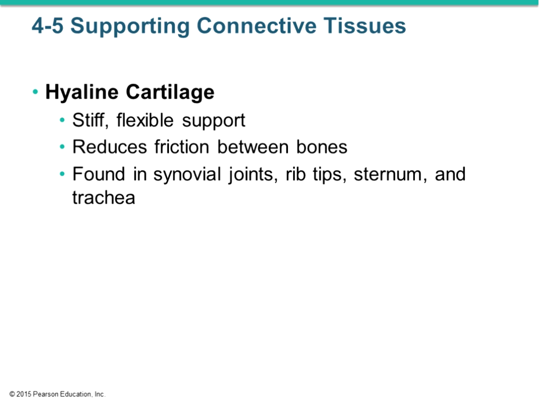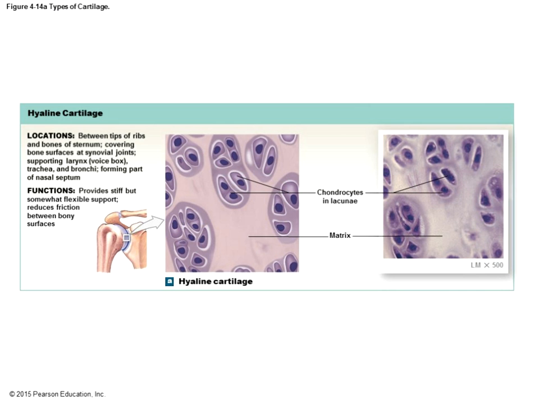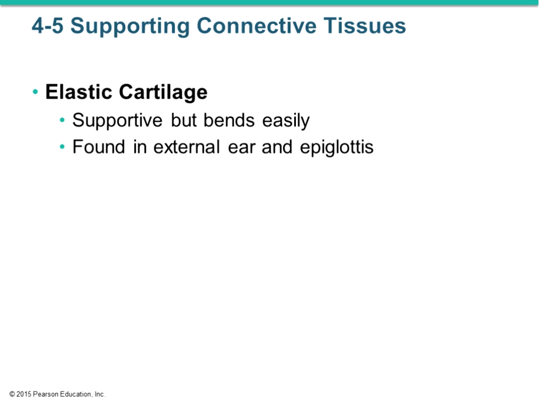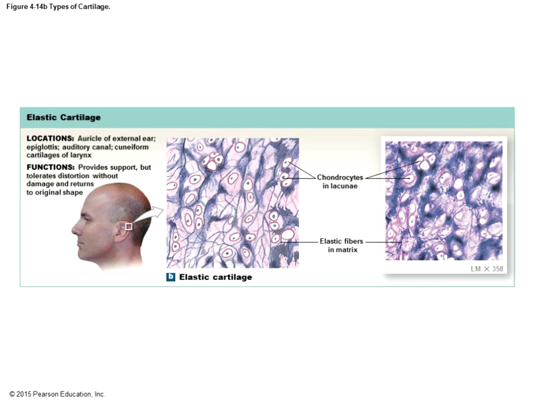So as I said, there are three types: hyaline, elastic, and fibrocartilage. Hyaline cartilage is stiff, found at synovial joints or in the sternum, for instance, or trachea. And if you look at it under the microscope, it just has a background matrix and chondrocytes. That's pretty much all that you're going to see in these locations of hyaline cartilage. Elastic cartilage, similar thing. Great example where we find elastic cartilage is in your ear, right?